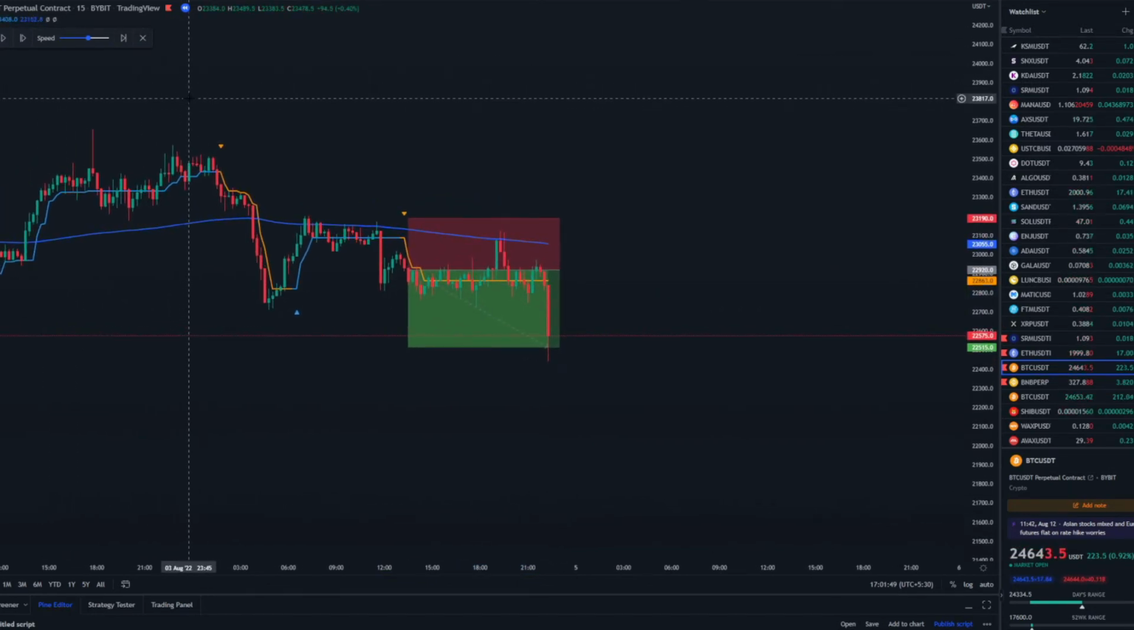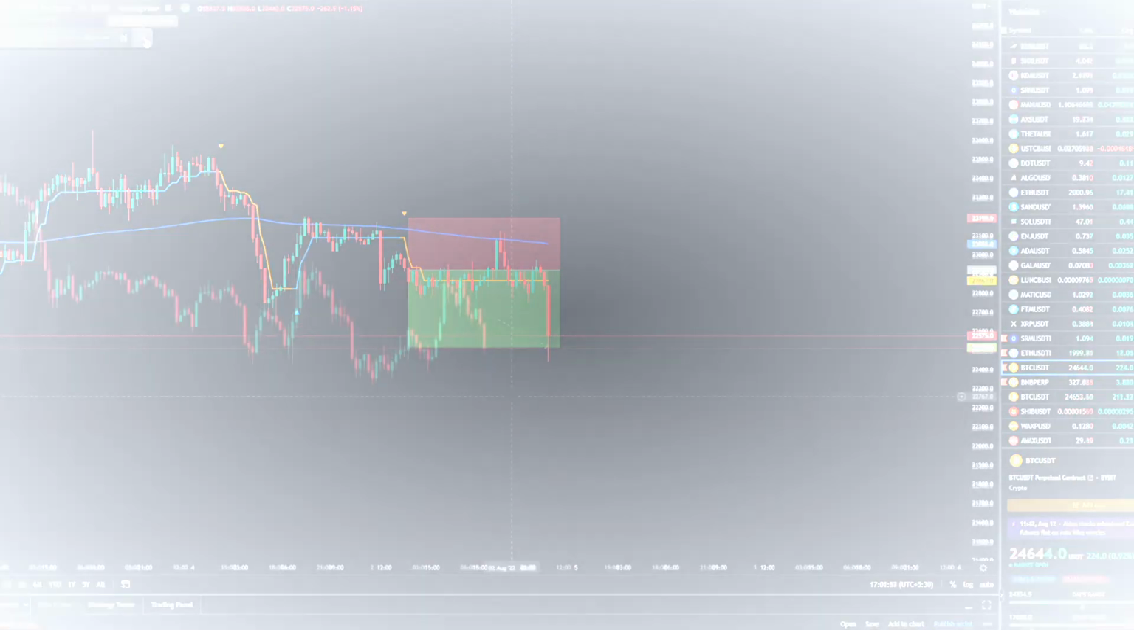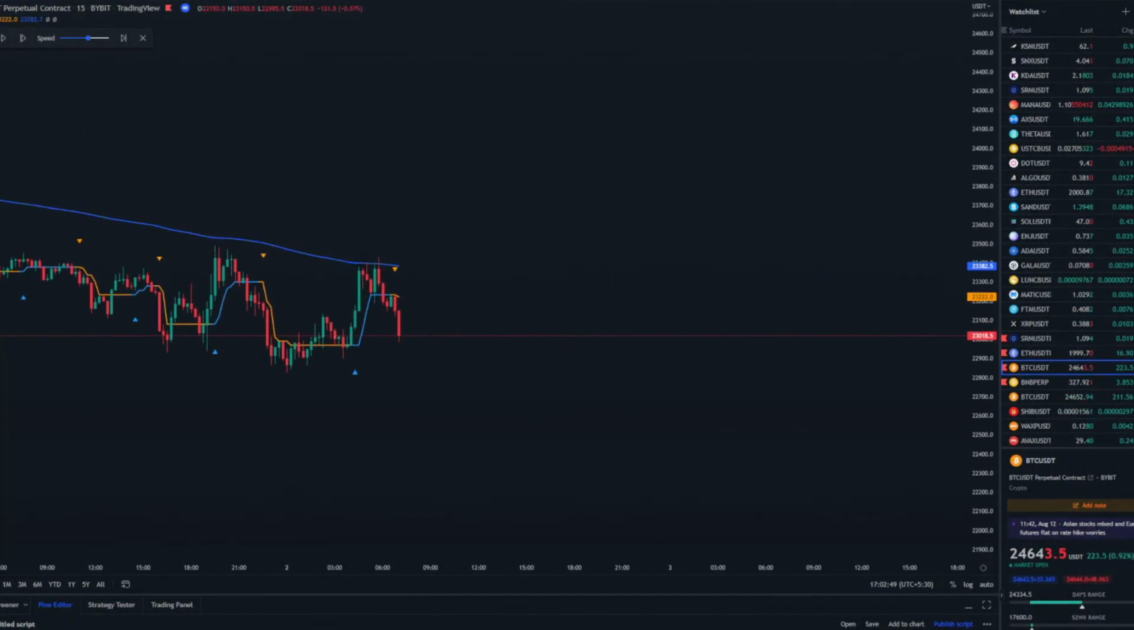After waiting for a while, it went successful and touched take profit target. Let me show you another sell example. As you can see here, the price is below the 200-day moving average. And the orange arrow sell signal appears above the candle.